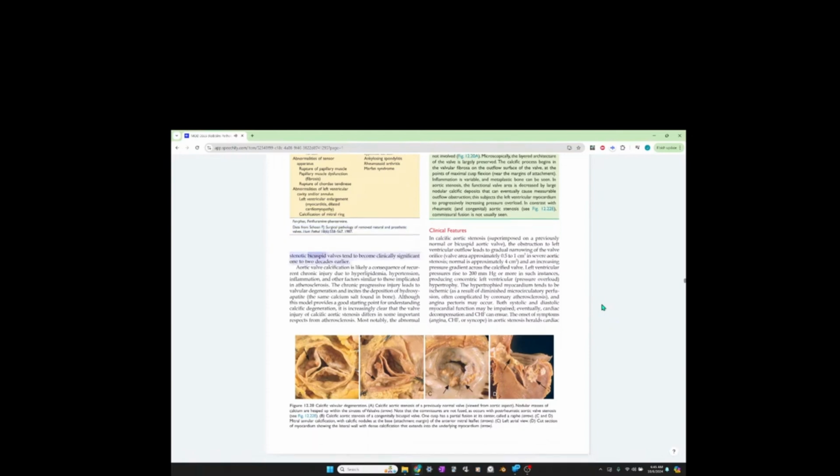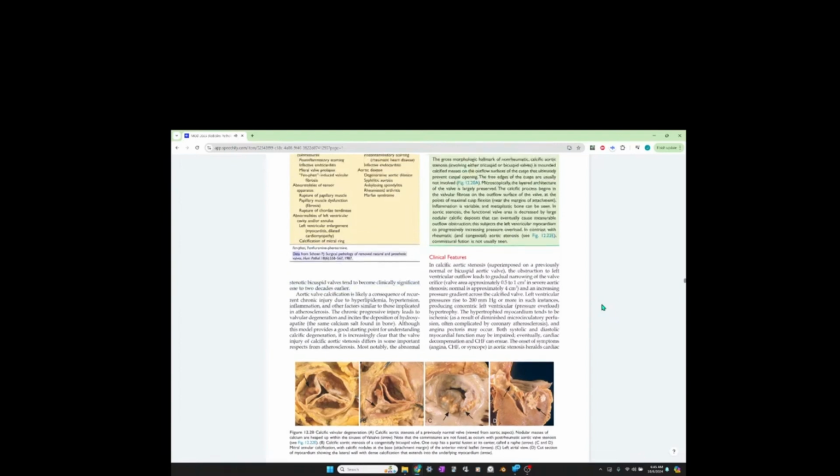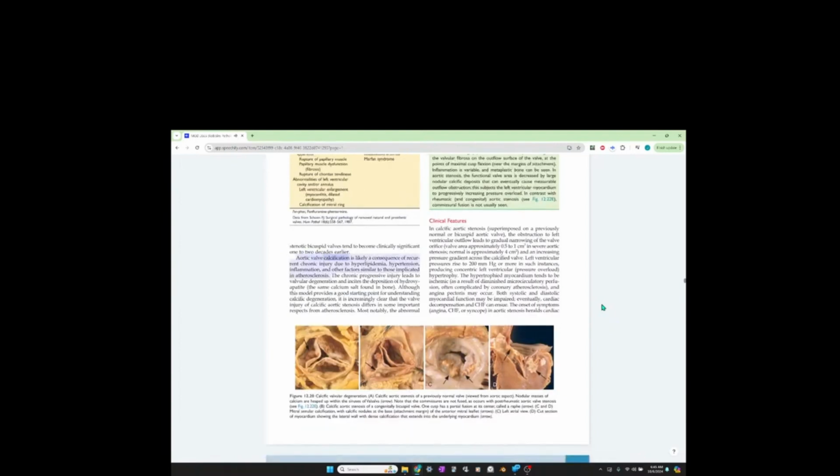Stenotic bicuspid valves tend to become clinically significant 1 to 2 decades earlier. Aortic valve calcification is likely a consequence of recurrent chronic injury due to hyperlipidemia, hypertension, inflammation, and other factors similar to those implicated in atherosclerosis.